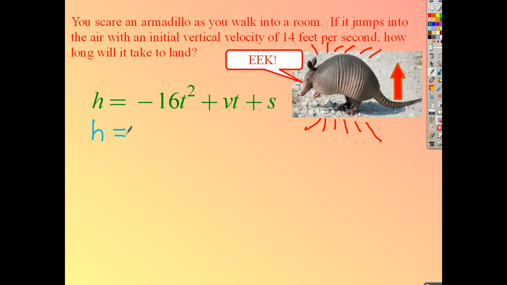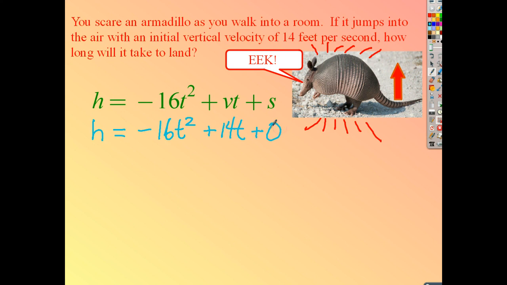Okay, so the thing we're talking about is how long will it take to land. So we're not going to know what t is, so that's what we're solving for. So let's go ahead and put 16 t squared plus, well, I know my vertical velocity is 14 feet per second. I don't know time again, so I'll do t, and then plus s, and s is the starting point. Well, the armadillo starts on the ground, so we'll do 0 for the starting point.